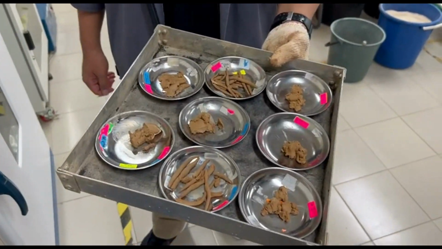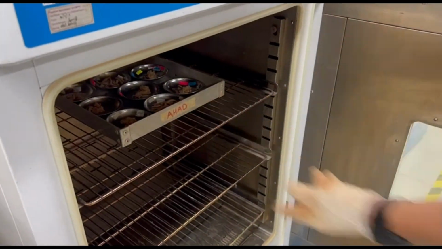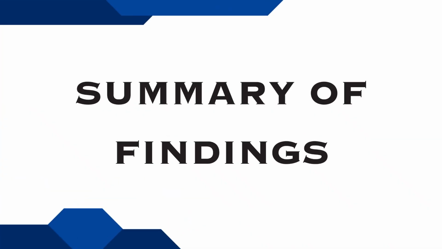Then, the moisture cans from the liquid limit test and plastic limit test are placed into an oven for at least 16 hours. Summary of findings.